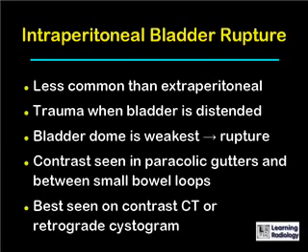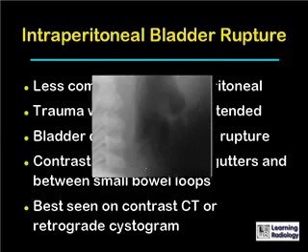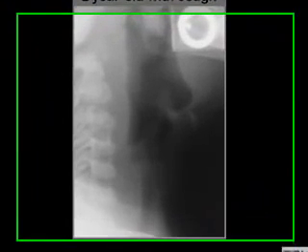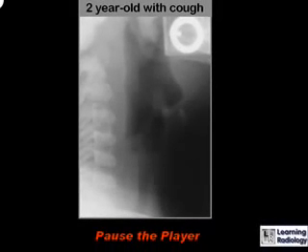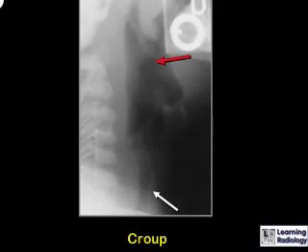Bladder ruptures are best seen on contrast CT scans or retrograde cystograms. This is the next case. It's a 2-year-old with a cough. Pause your computer or MP3 player. This is an example of croup.